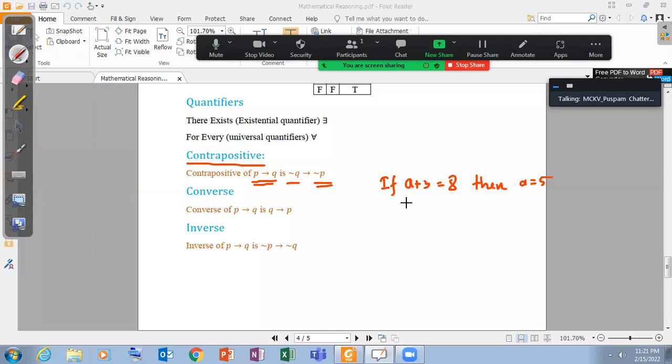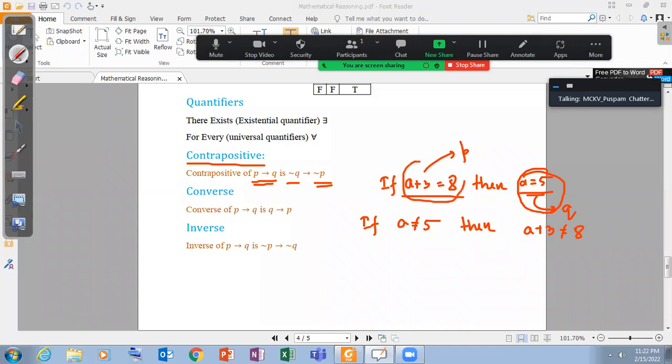To write down the contrapositive, you have to understand this is your P, this is your Q. So what you have to write: the negation of a equal to 5 is a not equal to 5. If a is not equal to 5, then a plus 3 is not equal to 8. So first the negation of this one will come, then it implies the negation of this. This is called contrapositive, very important.